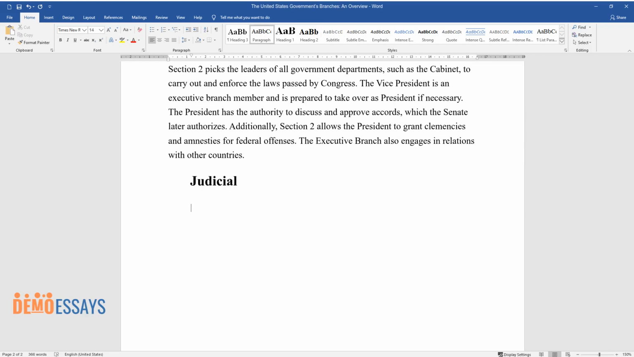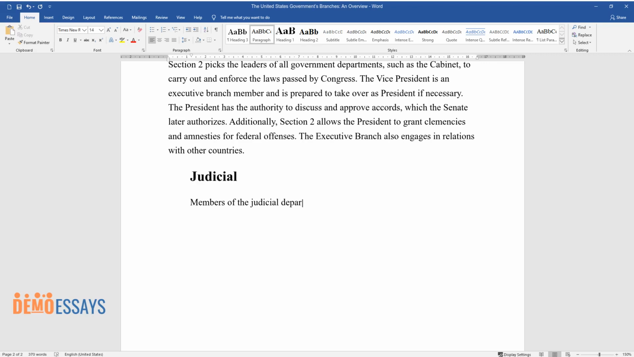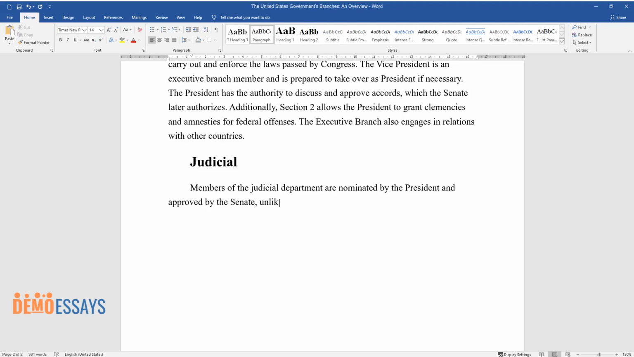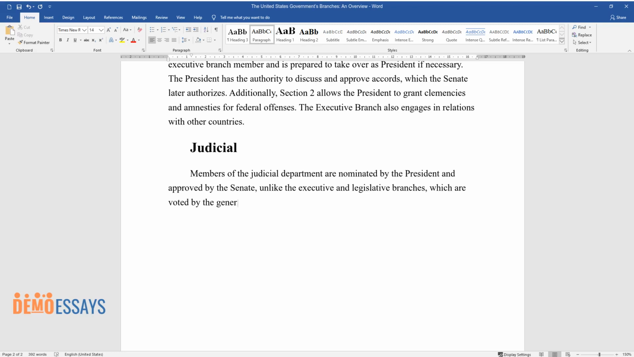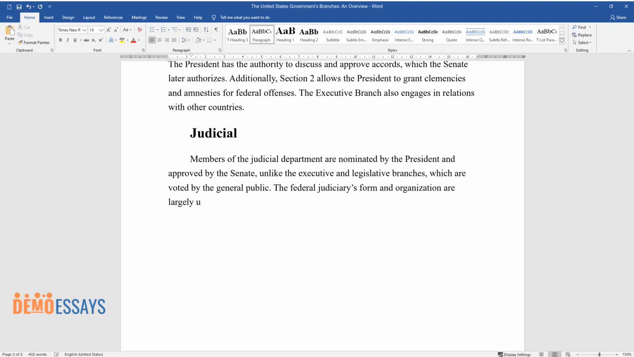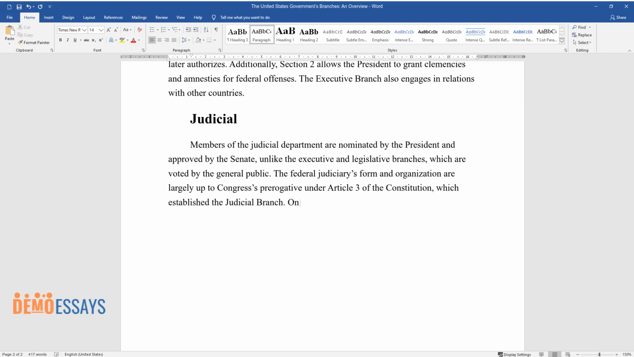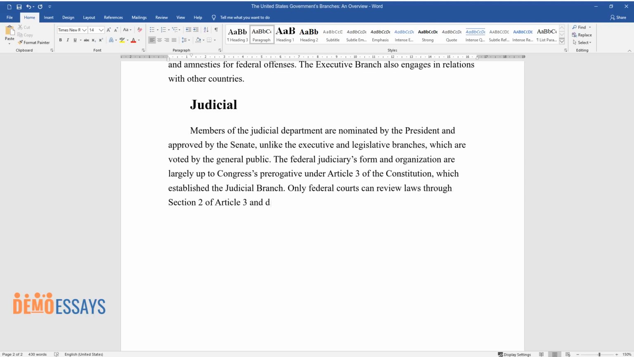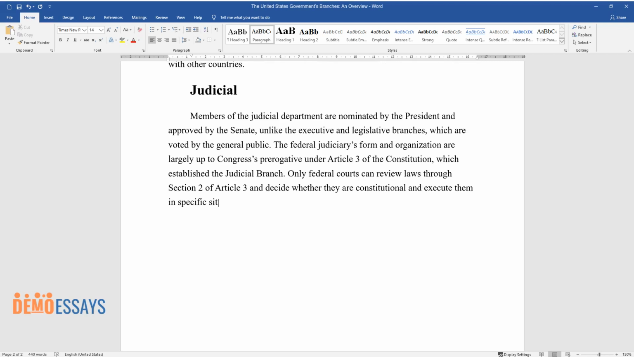Judicial. Members of the Judicial Department are nominated by the President and approved by the Senate, unlike the executive and legislative branches, which are voted by the general public. The federal judiciary's form and organization are largely up to Congress's prerogative under Article 3 of the Constitution, which established the judicial branch. Only federal courts can review laws through Section 2 of Article 3 and decide whether they are constitutional and execute them in specific situations.